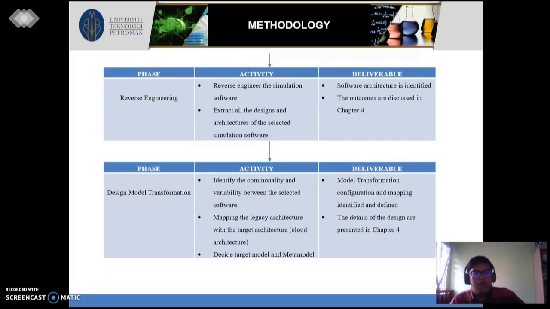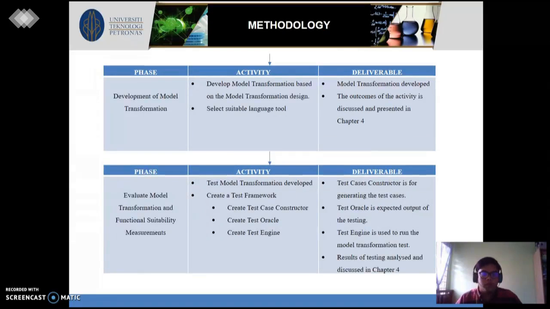In this phase, we identify the commonality and the variability between the selected software, and map the legacy architecture with the target architecture, which is cloud architecture, and decide what target model and meta model we use in this research. Moving on to the next phase, which is development of model transformation. In this phase, I will develop the model transformation based on the design that I have previously done in the design phase, and select the suitable language tools that we will use for this research.